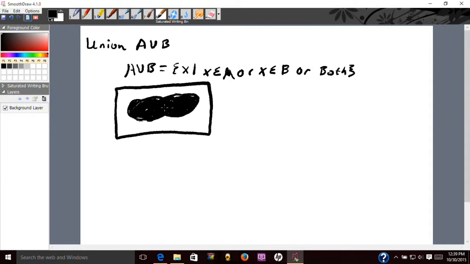Now notice that's a little similar to our intersection. But the difference is that in the intersection, you only had the middle shaded, what they had in common. With a union, you're not only including what they both have, but what either B also contains or what A also contains. So how would I describe that in set notation?